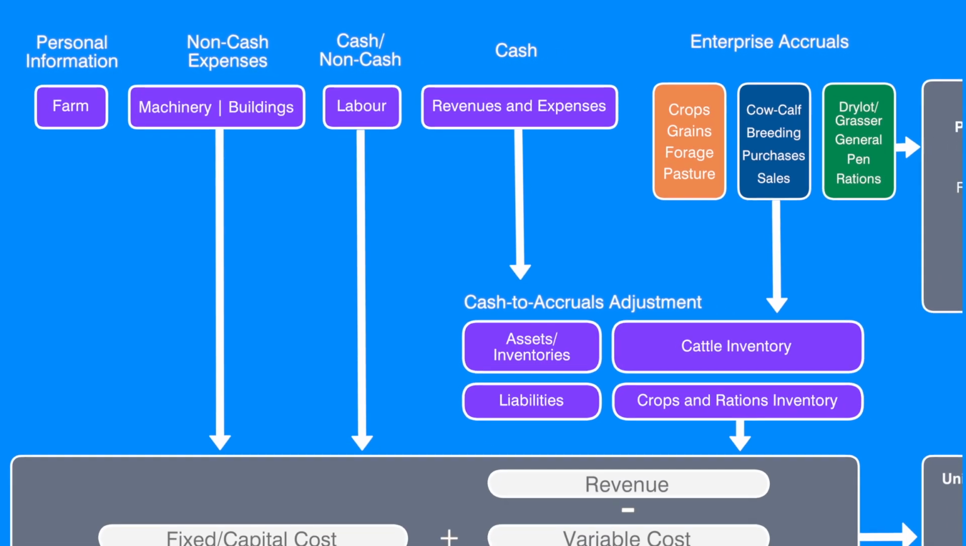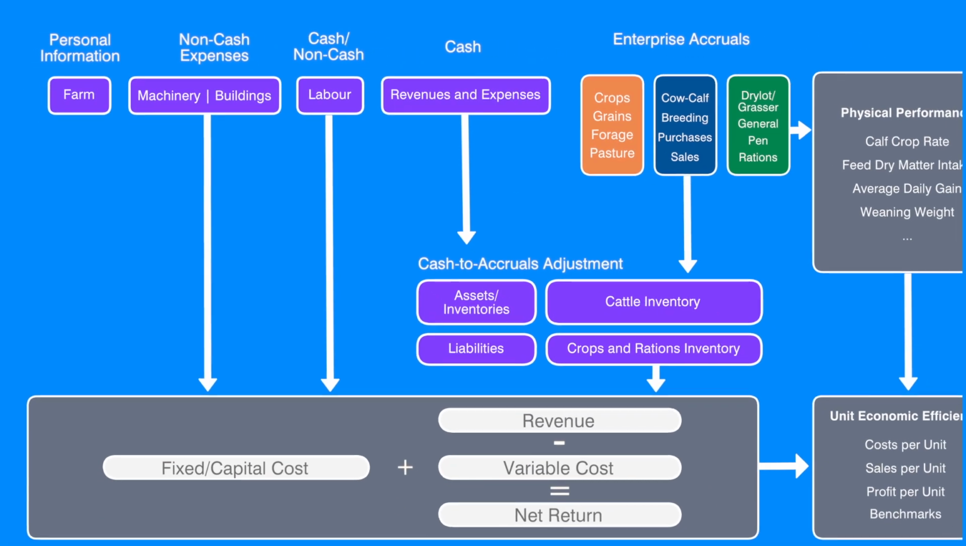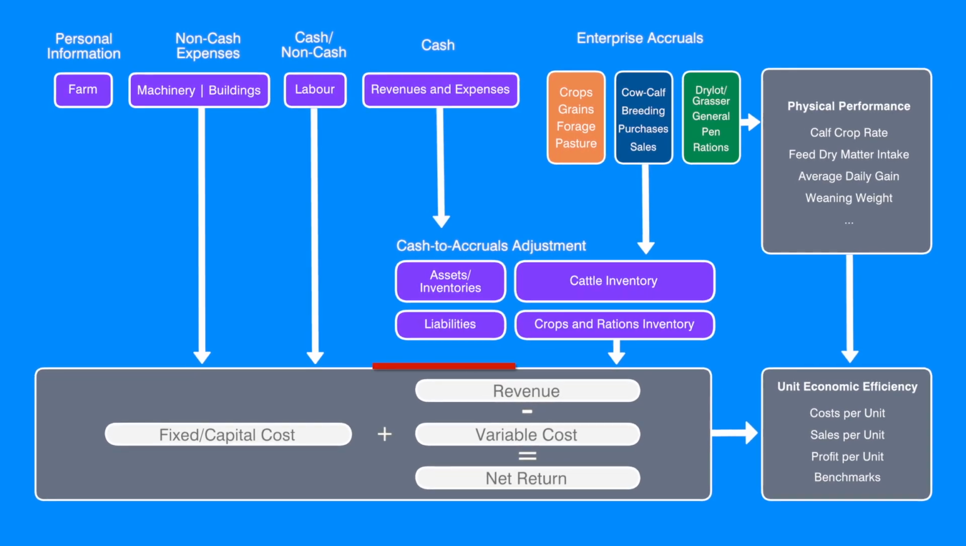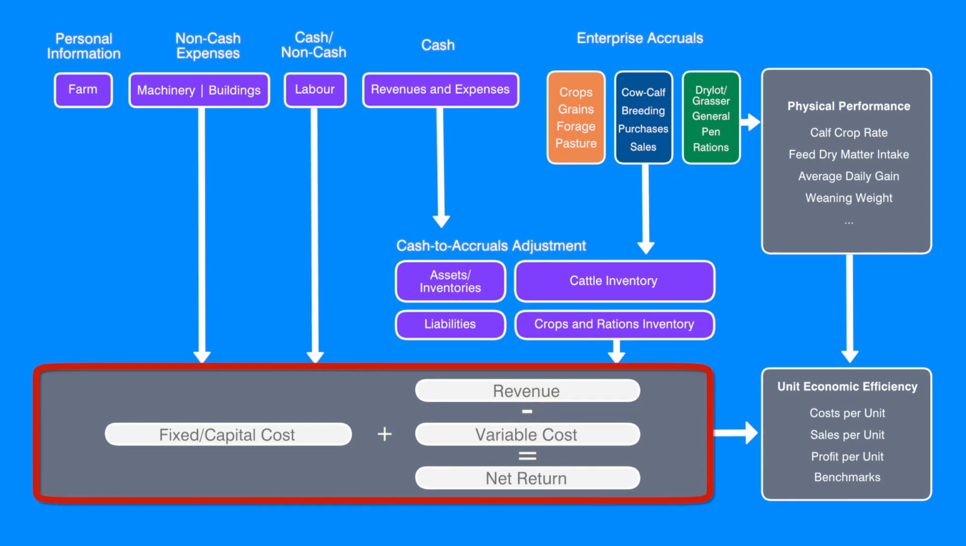Once all farm data is entered, AgriProfits will calculate an accrued revenue and expense statement by each enterprise. From the accrued revenue and expense statement by enterprise, AgriProfits will provide unit efficiency information. This analysis provides efficiency indicators to make better decisions for the farm business. These efficiency indicators can then be compared to AgriProfits benchmarks to see how the farm business compares to its peers.